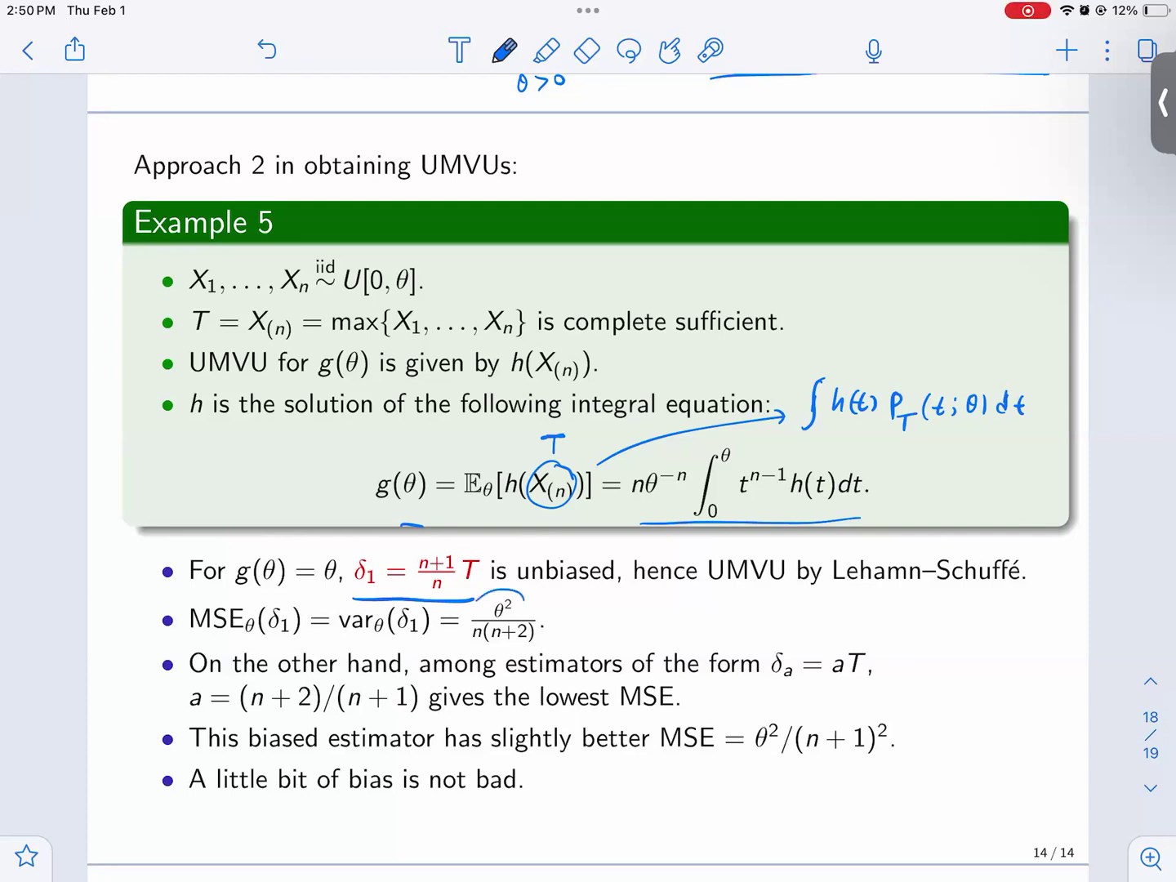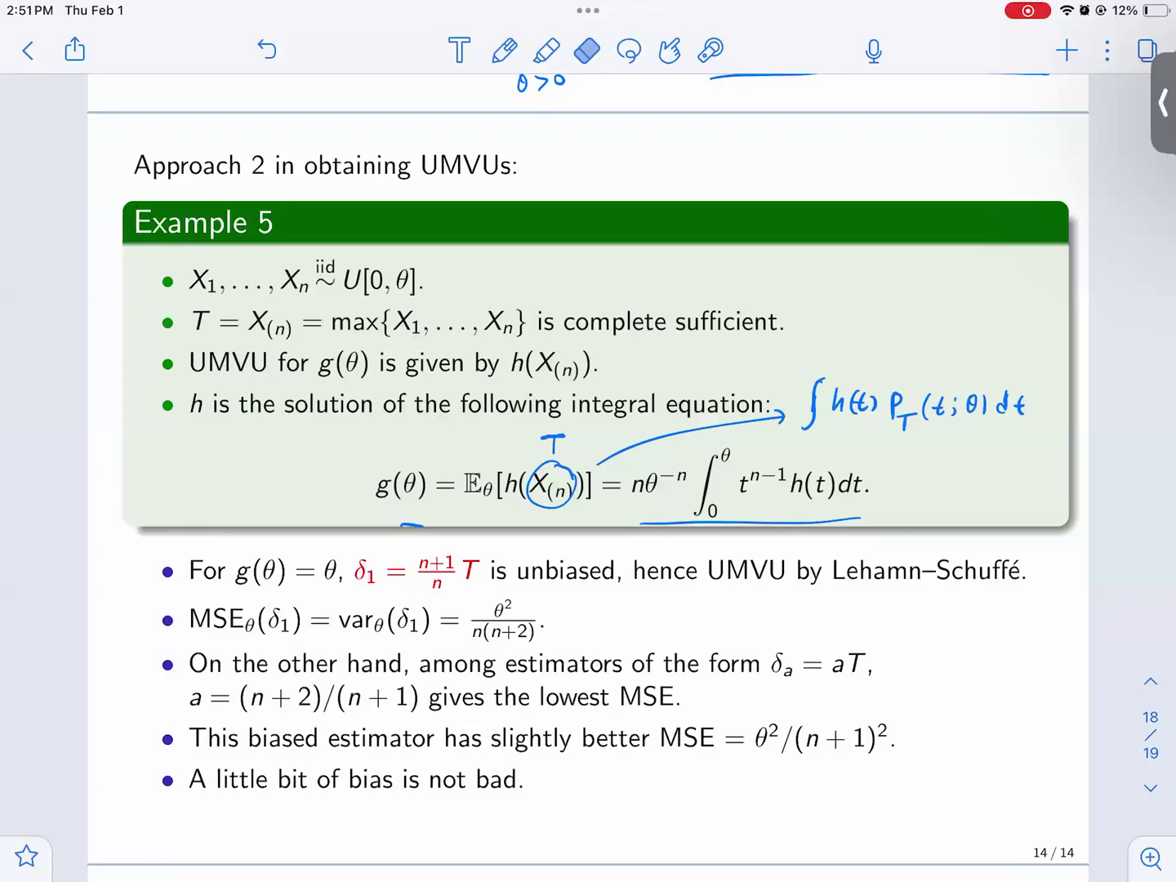And the MSE turns out to be, you can do the calculation similar to the one that we did last time. You know the distribution of T over theta is Beta(n,1). This is going to be unbiased by construction. This is like the mean of a Beta(n,1) distribution, which is n over n plus one. So the mean of this is n over n plus one times theta, which cancels out, so this is really unbiased. And then we calculate the variance.